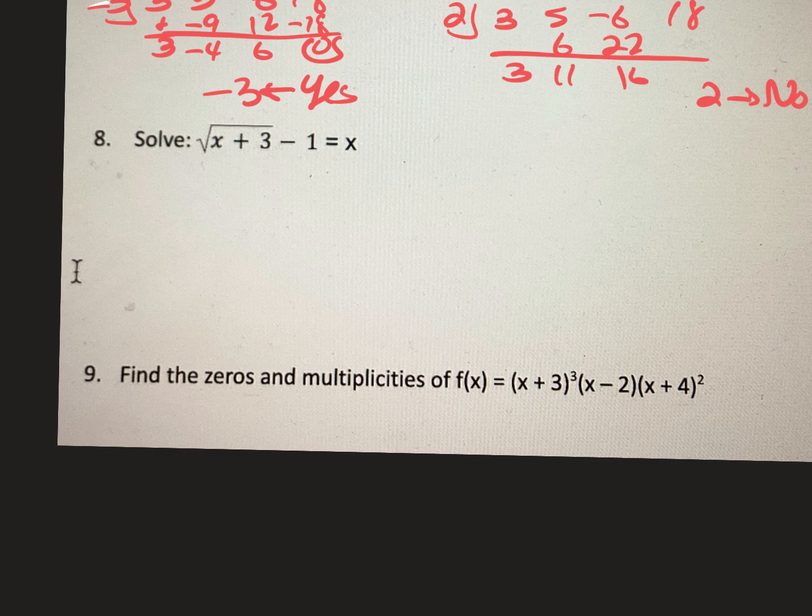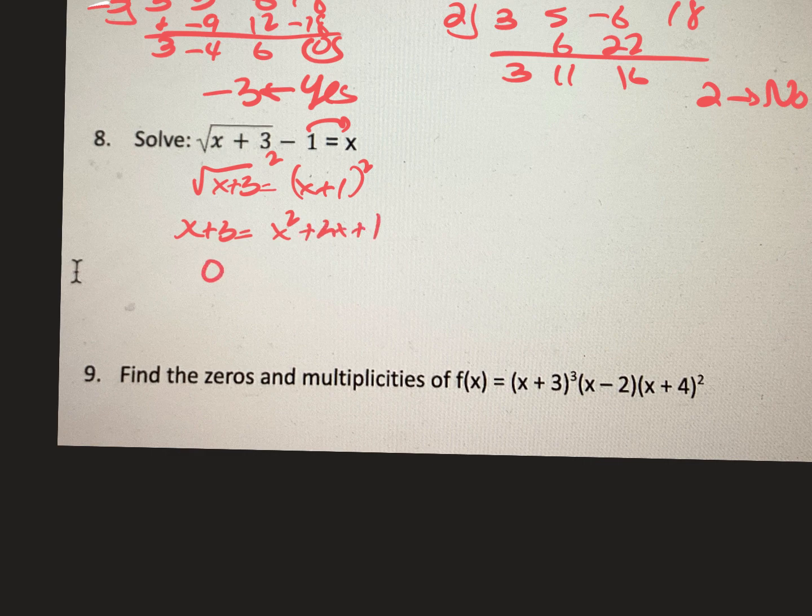Some review stuff here. Number 8, solve this one. Radical equation. Start off by moving that 1 to the other side. So I have square root of x plus 3 equals x plus 1. Square both sides, remember? Don't just square each term, but square both sides. The left-hand side is going to be x plus 3. The right-hand side, we're going to square, multiply, double, square.